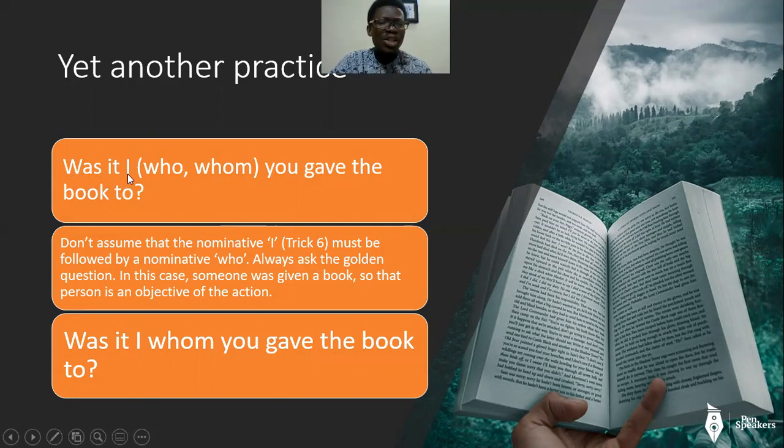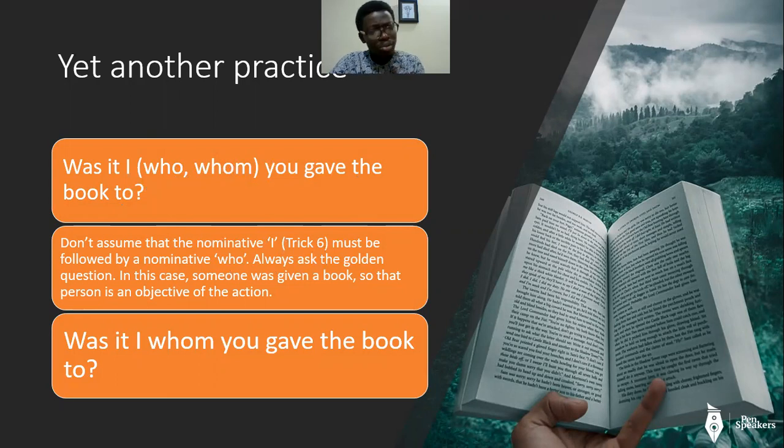So don't assume that because we have picked the nominative, or the subject, here, we therefore must pick the nominative throughout. No. Trick number 6 ends once I is picked. Whatever applies to who or whom still functions with trick number 9. And you need to read the rest of the sentence to determine whether you're to pick who or whom. So don't simply fall for that. So always ask yourself that golden question: what is to be represented?